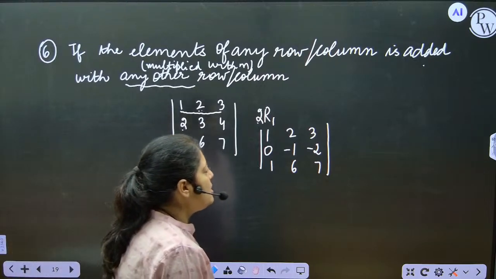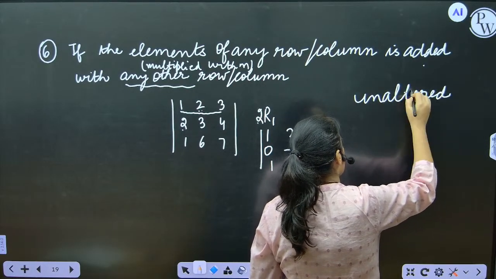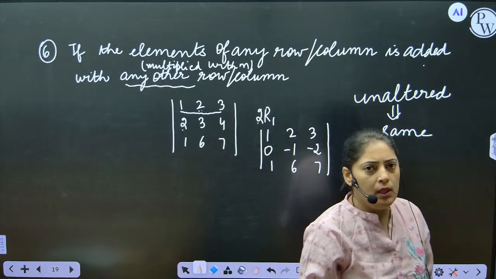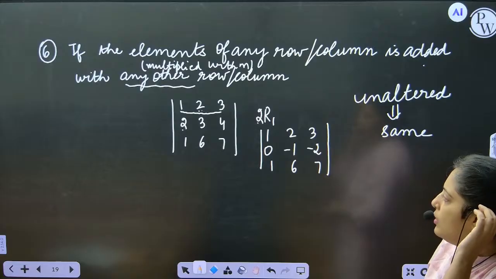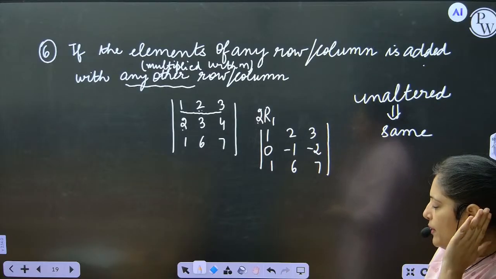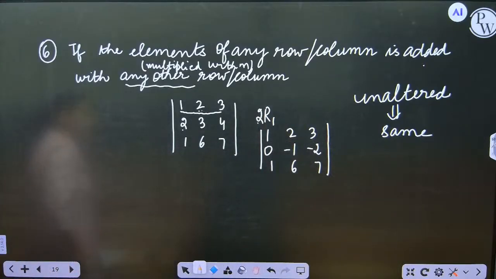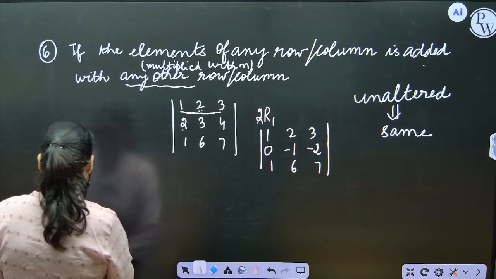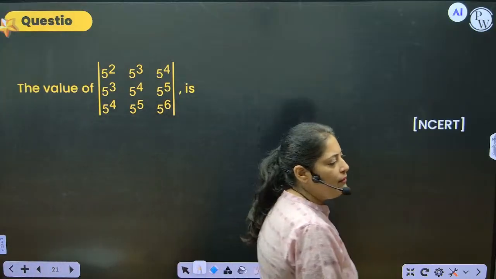Unaltered means same. You will see these words, unaltered, same, identical, equal; these words mean same. Okay, so this property we have used. I am doing 2 more questions on this property. First I'm doing this question, an application of this property which I just did.